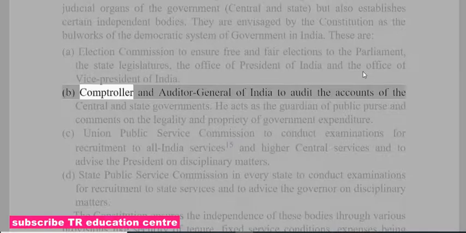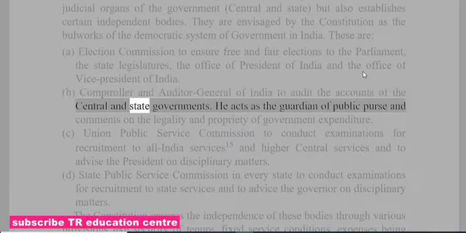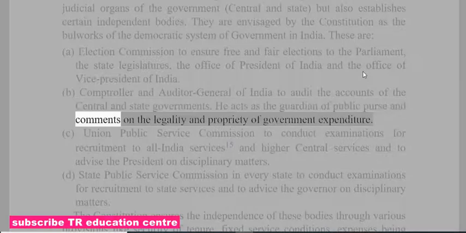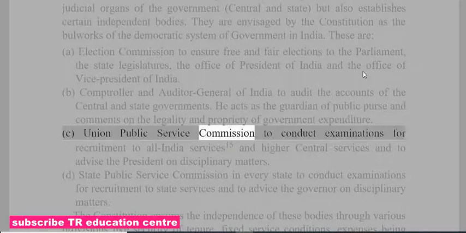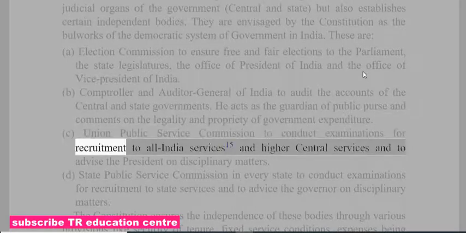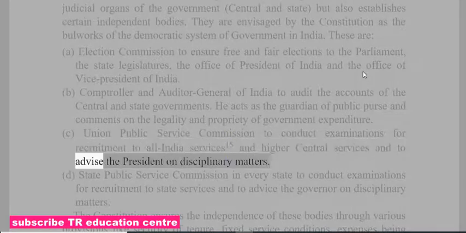B. Comptroller and Auditor General of India to audit the accounts of the central and state governments. He acts as the guardian of public purse and comments on the legality and propriety of government expenditure. C. Union Public Service Commission to conduct examinations for recruitment to all India services and higher central services and to advise the President on disciplinary matters.